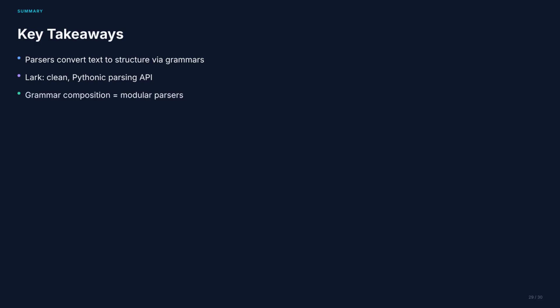Let's recap what we've learned. Parsers convert text into structured data using grammars. Lark makes parsing accessible with a clean Python API. Grammar composition enables modular, reusable parser design. Transformers convert parse trees into useful data. And production features like caching make Lark ready for real-world use.